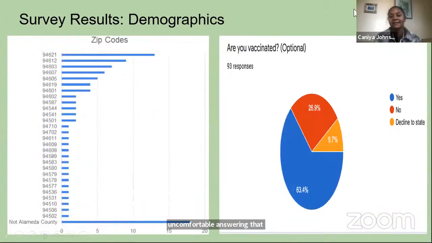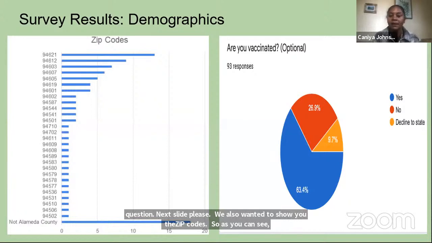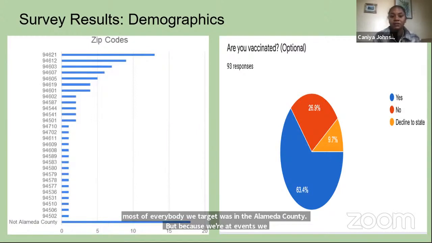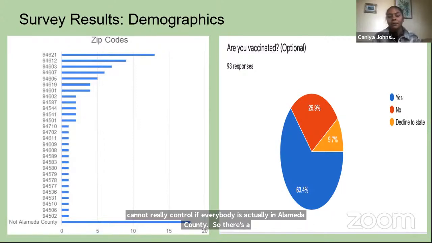Next slide, please. We also wanted to show you the zip codes. As you can see, most of everybody we targeted was in Alameda County, but because we're at events, we can't really control if everybody actually is in Alameda County. So there's a lot of 94621 because most of our pop-up events are in Oakland. But as you can see, we have touched a lot of the Bay Area.